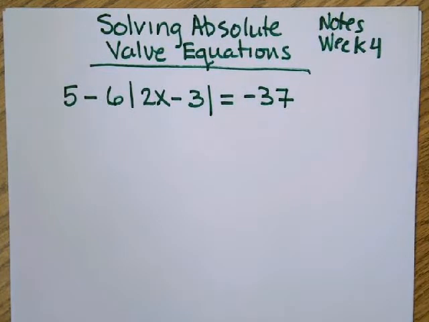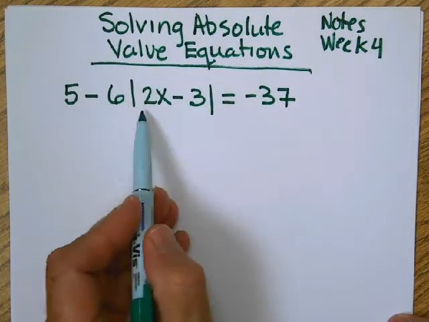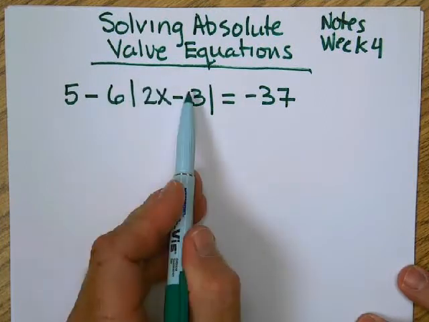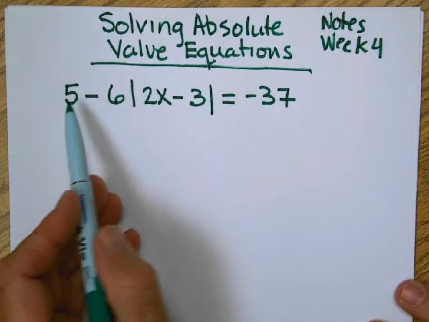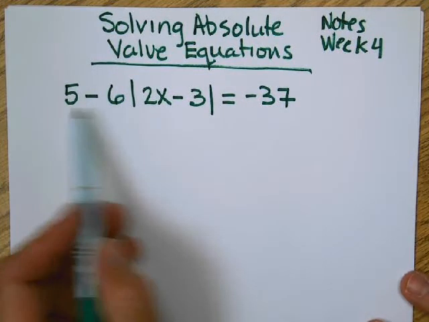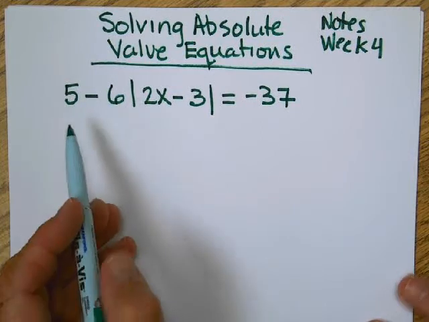Our first step is to isolate the absolute value. This part right here is our absolute value, and 2x minus 3 is inside here. We cannot distribute across our absolute value in this instance. So we want to get rid of this 5 and 6 that are outside. We cannot subtract these. This is 6 times, this is 5 minus.